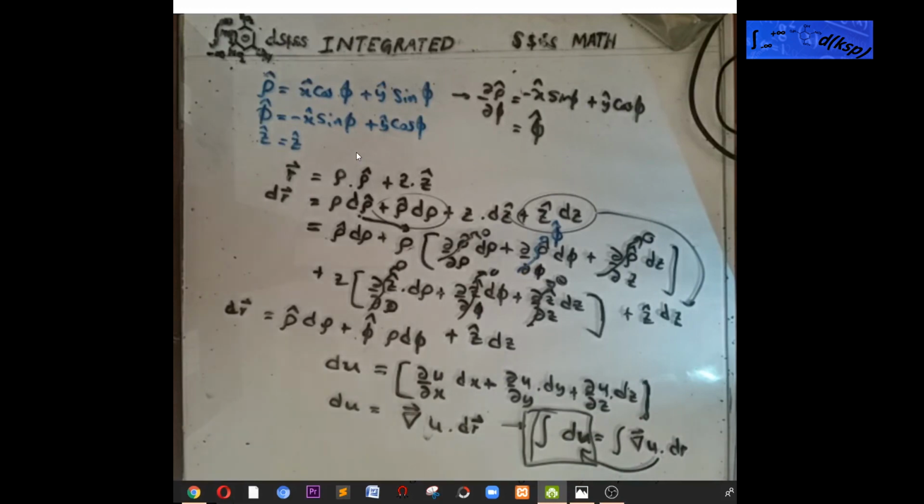I encourage you to do this and complete it. If you have any doubt, please be kind enough to put your comments. The cursor is still lying on this screen.